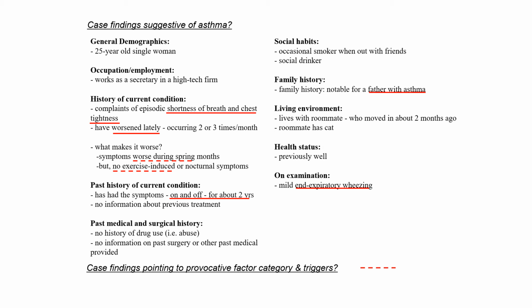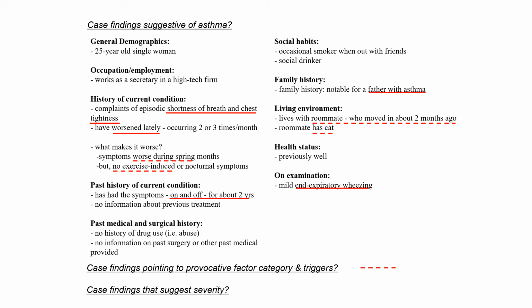And there's no exercise-induced or nocturnal symptoms. So while it's relevant for us to be aware of what are some of the triggering factors, it's also relevant to be aware of some things that are not involved. Something else that is involved, though, the living environment. A roommate who moved in about 2 months ago, and the roommate has a cat. And cat dander or pet dander can also be triggers related to asthma.